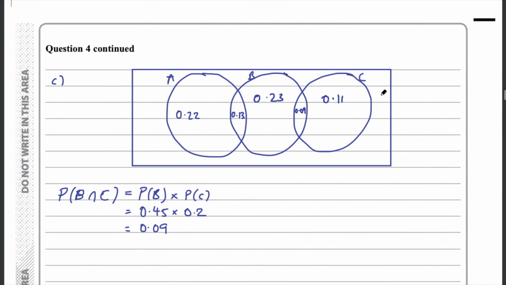Okay, almost finished. We also need the complement of all of this. So what's outside of these events? Always in a Venn diagram. So in other words, this is the probability of A or B or C happening, or the union of all of those. So that's everything in here. If we just add up all those numbers, 0.22 plus 0.13 plus 0.23 plus 0.09 plus 0.11, we get 0.78. And therefore the complement of all of that is going to be 0.22. And so now we've completed our Venn diagram and we're done.